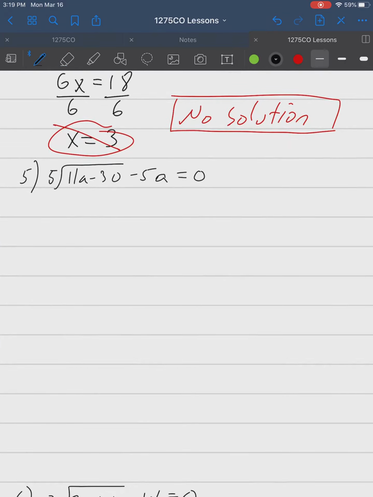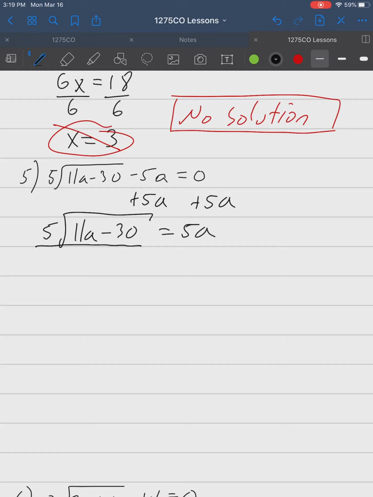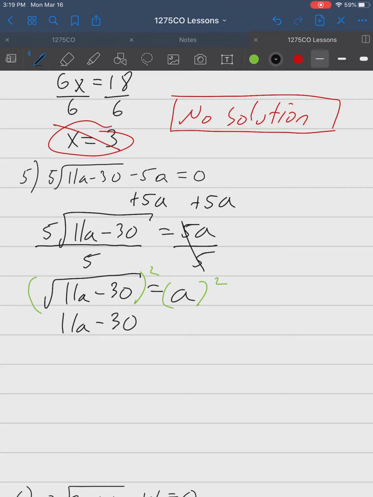So let's isolate the radical. So add 5a to both sides. We're working on number 5 right now. That's 5 times the radical of 11a minus 30 is equal to 5a. In order to isolate the radical, we can divide everything by 5. So we get the square root of 11a minus 30 is equal to a. Square both sides because we've isolated already. 11a minus 30 is equal to a squared.